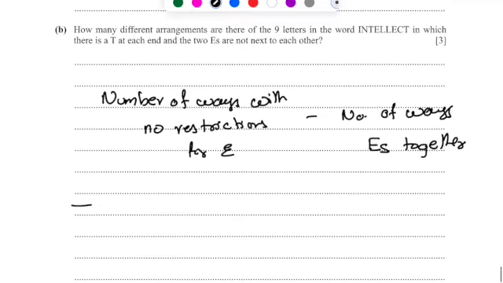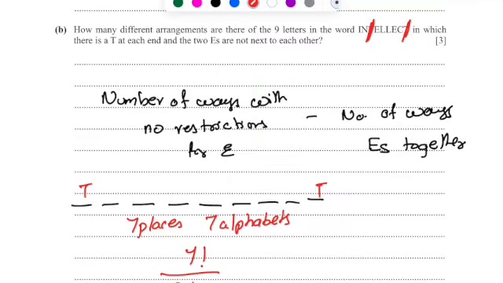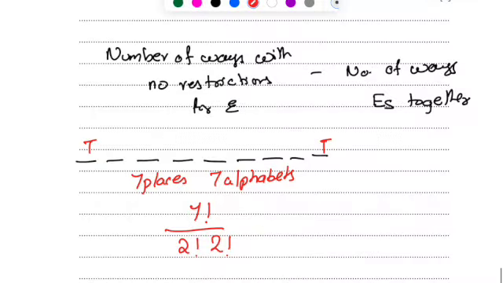So what is this? 1, 2, 3, 4, 5, 6, 7, 8, 9. So T is at the beginning, T is at the ending. So T is gone, T is gone. So how many are left over? 7 places, 7 alphabets. 7 places, 7 alphabets can be done in 7 factorial divided by 2 factorial, 2 factorial. Why is it so? For E's and L's. Then minus the number of ways E's are together.